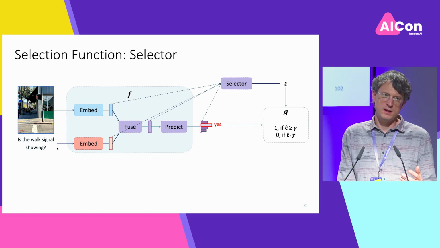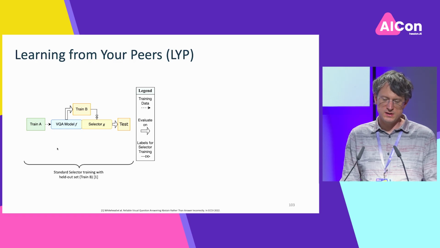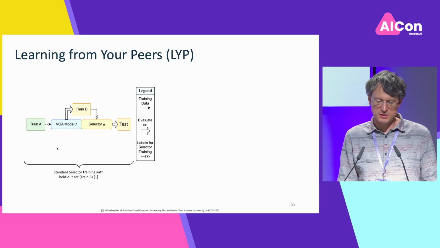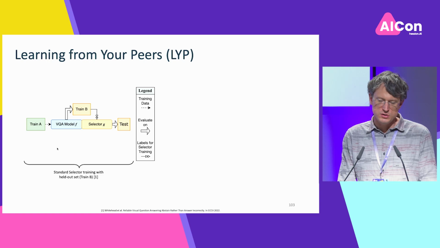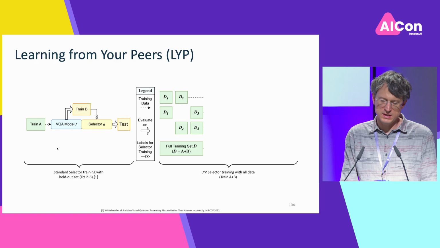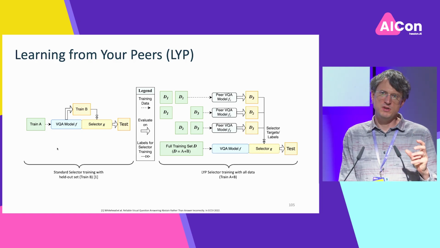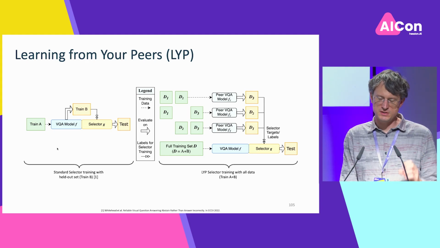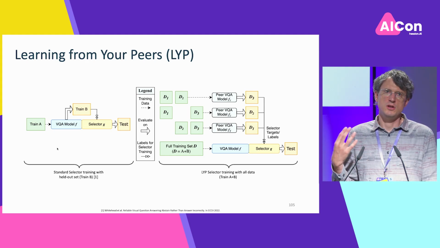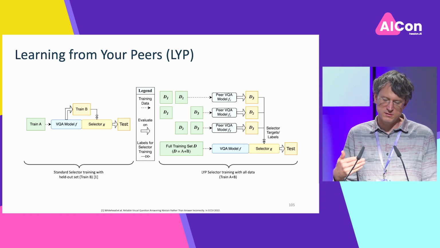We can even do slightly better by additionally having this selector trained. If you remember, I stressed that we actually need two data sets. We need the training set A to train the VQA model, and we need the data set B to train the selector. So here we try to split the data in a way that we can train multiple VQA models on different subsets of the data and label the model on the remaining data. For example, we can train it just on D1 and D2 and then evaluate it on D3 to label it there.